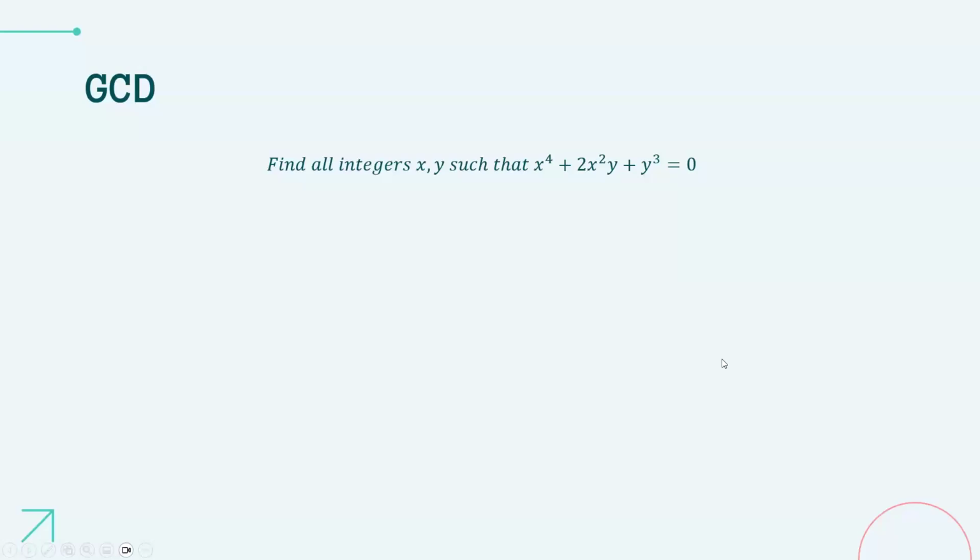Next problem. Find all integers x and y such that x to the 4 plus 2x squared y plus y cubed is equal to 0. Now we will look at a new technique which involves using the greatest common divisor, the GCD, of some numbers. You'll realize a lot of these techniques involve divisibility, and that's because, as I stated earlier, divisibility is a very fundamental topic of integers.